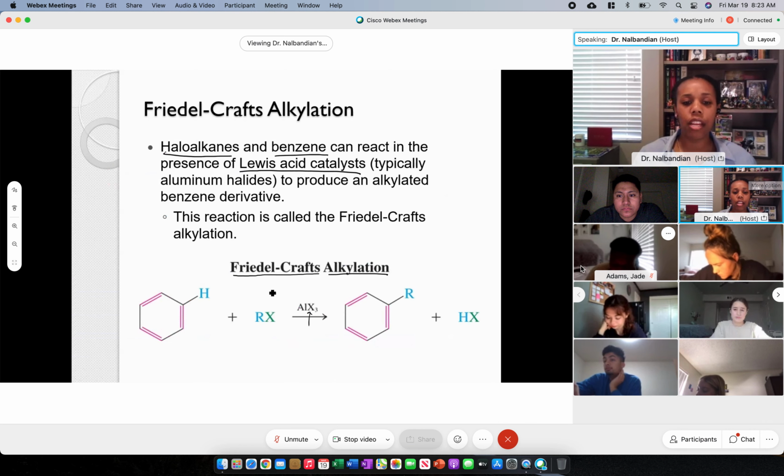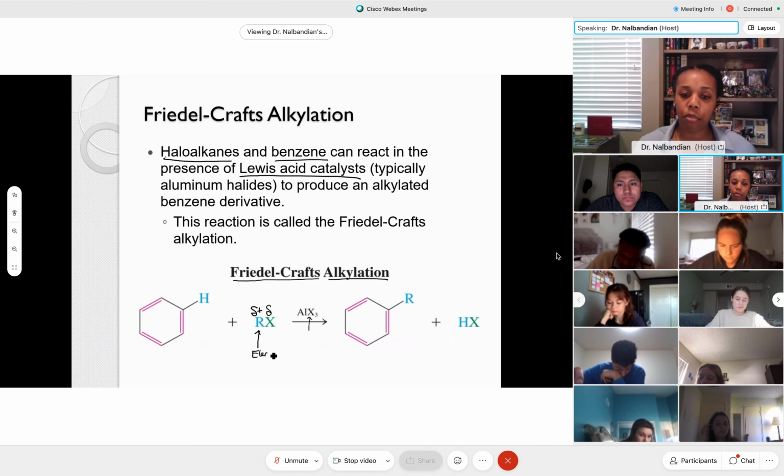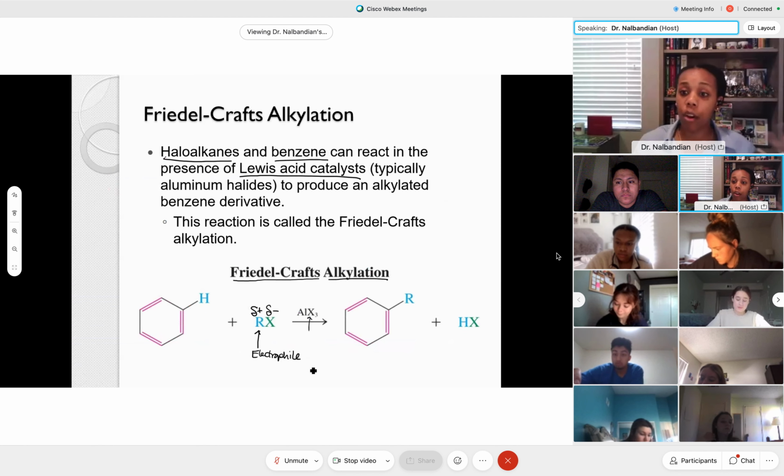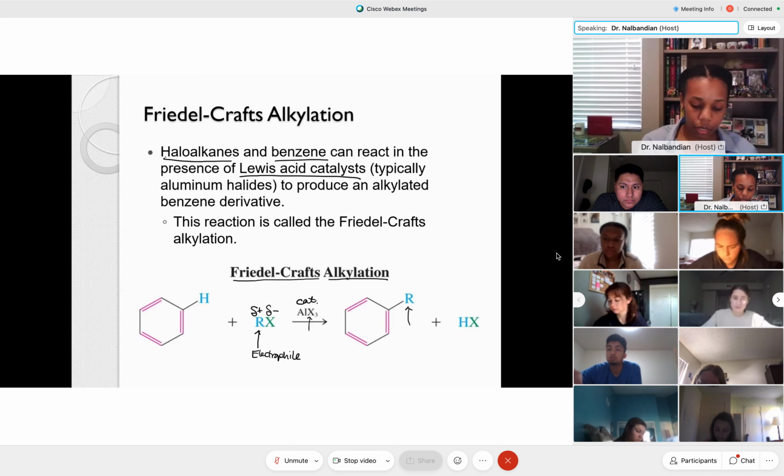Remember, X is the halogen. And so what is reacting here? Well, we have our partial positive R group, whatever carbon is bonded to the halogen. And so we know that that's going to be the electrophile. Right? We've already been using this haloalkane carbon, whatever carbon is directly attached to the halogen. We've already been talking about that as the electrophile. It's the electrophile here. So you need catalytic aluminum halide. And then with that, you can do the Friedel-Crafts alkylation, where we add whatever that R group is to the benzene ring, whatever that alkyl chain is.